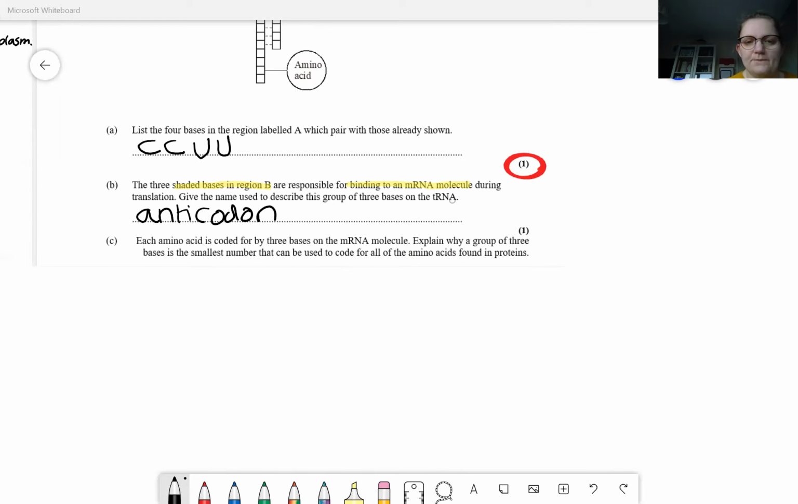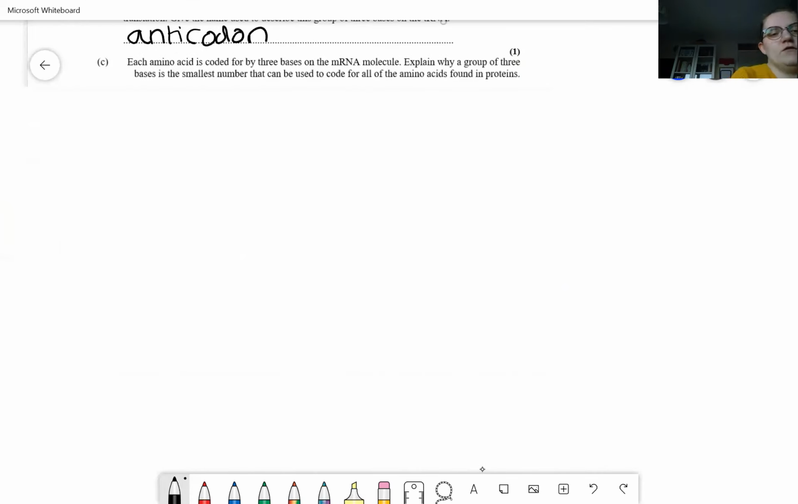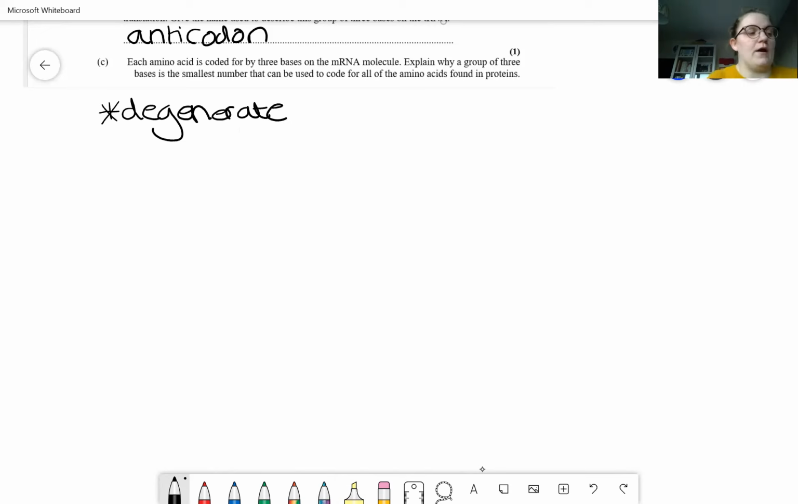So let's go back. What are we going to want to say for this? Well, the first thing that we're going to want to mention somewhere is we're going to want to use that keyword degenerate. We're going to want to include that somewhere. So basically, we want to remember that when we use, so we've got 4 bases. So I'm going to give you a really good example answer.